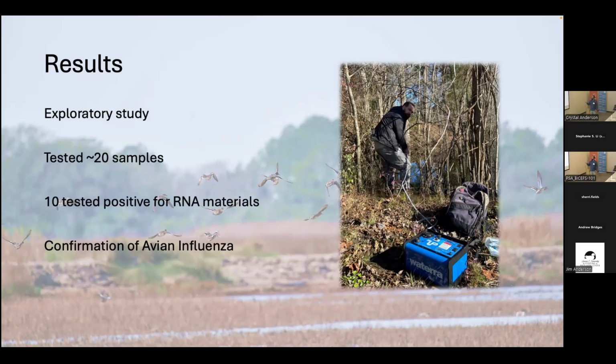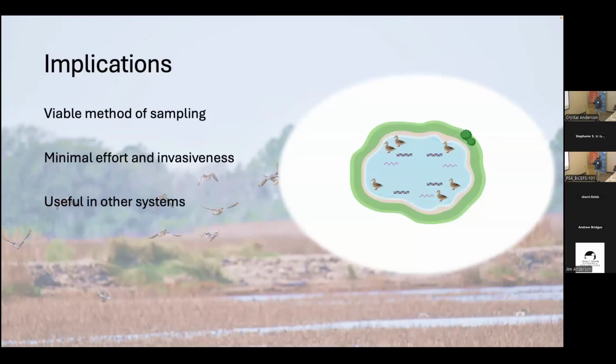So yeah, that's the peristaltic pump. There's me trying to get somewhere near the wetlands where I can actually sample things a little bit better. So the implications: this is an incredibly viable method of sampling. It does not require you to interact with birds at all. It doesn't cause any undue stress, and it can be done in areas where many of the traditional methods of sampling aren't really feasible. It requires minimal effort and invasiveness, and it's also incredibly useful in other systems.